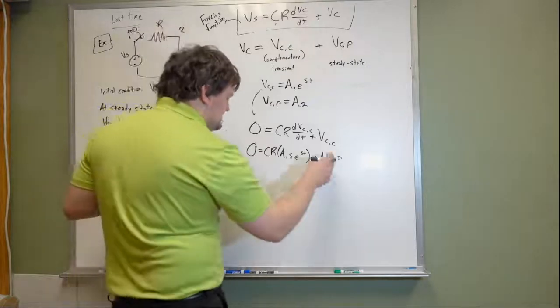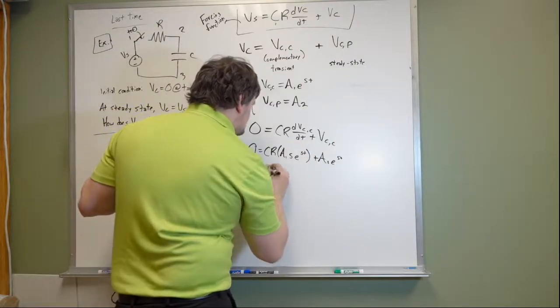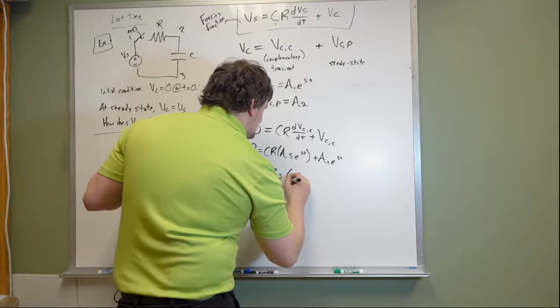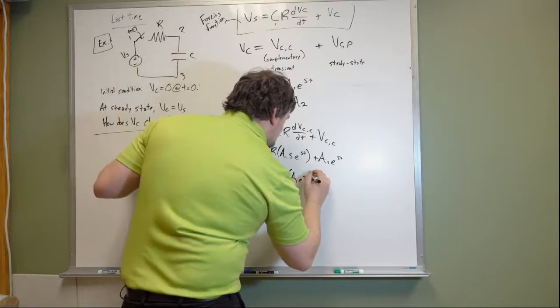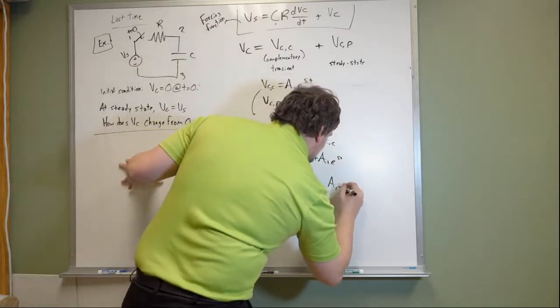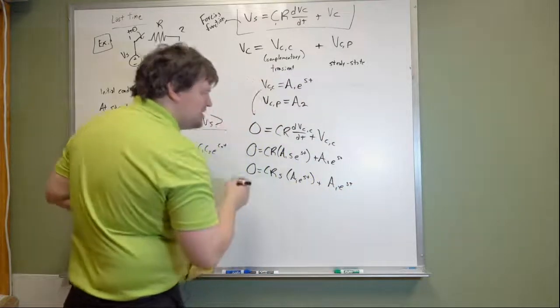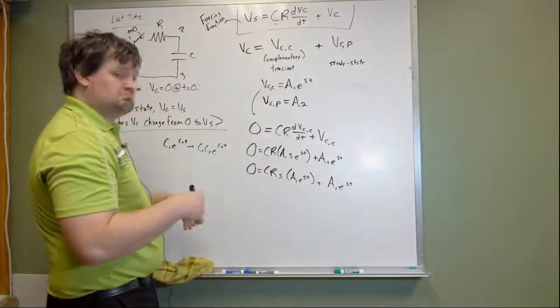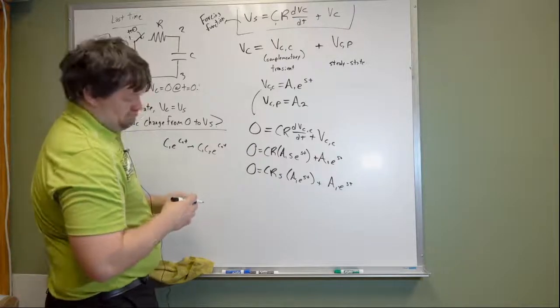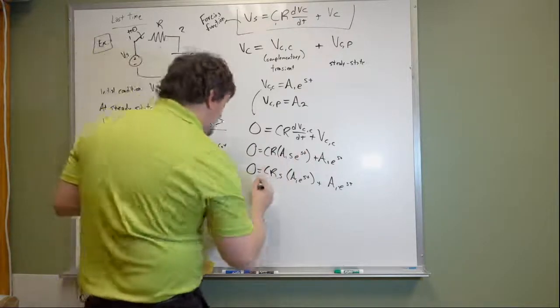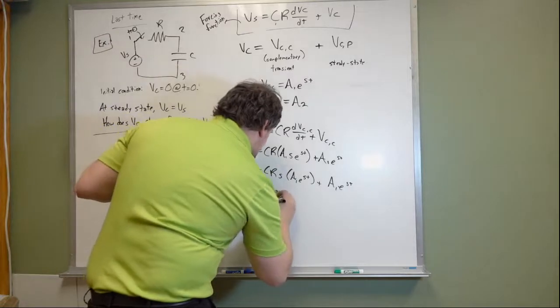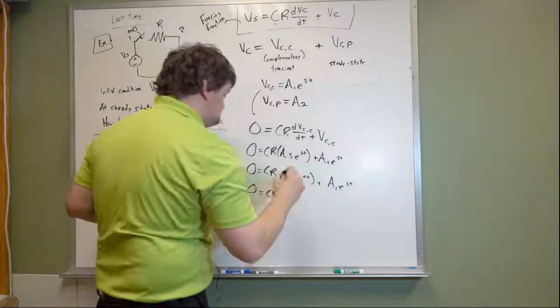Now, the nice piece about this is if we write it out, 0 is equal to CRS times A1 e to the st plus A1 e to the st. We can divide both sides by A1 e to the st. All right, let's do that. 0 is equal to CRS plus 1.